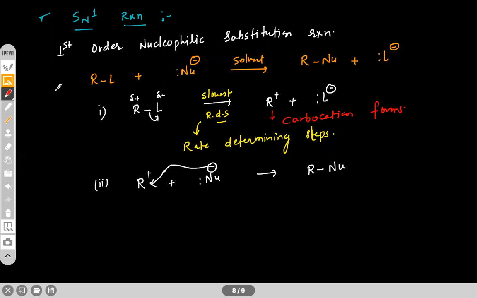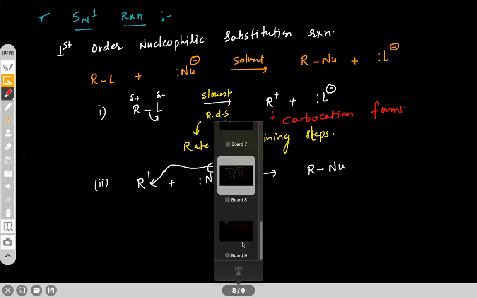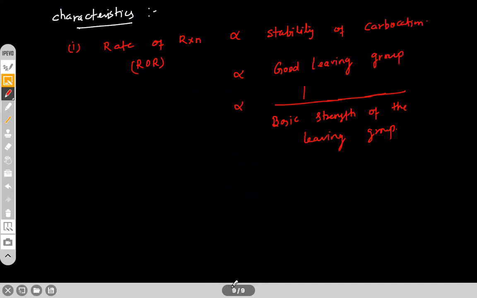Correct. So the basic strength of the nucleophile should be weak, so that it will wait for the carbocation to form and then attack on it. This is the reason why the basic strength is weak.